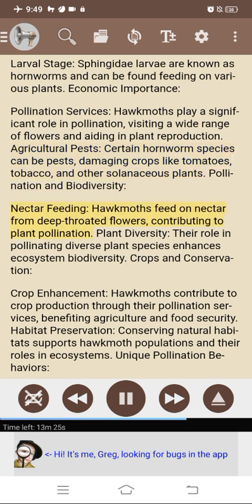Pollination and biodiversity. Nectar feeding. Hawk moths feed on nectar from deep-throated flowers, contributing to plant pollination. Plant diversity. Their role in pollinating diverse plant species enhances ecosystem biodiversity. Crops and conservation. Crop enhancement. Hawk moths contribute to crop production through their pollination services, benefiting agriculture and food security.